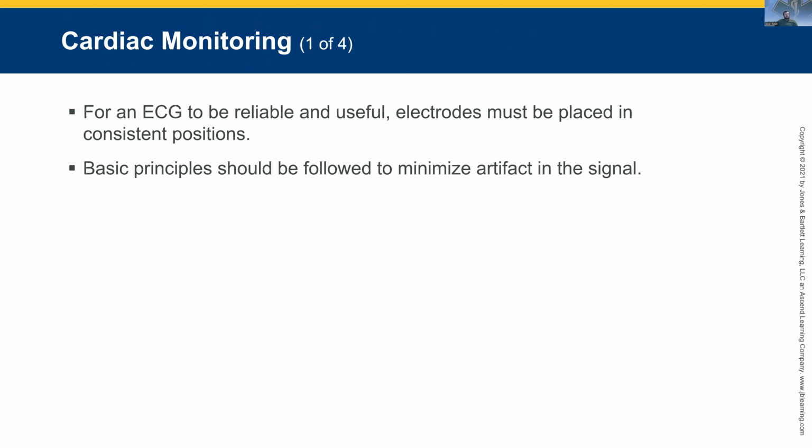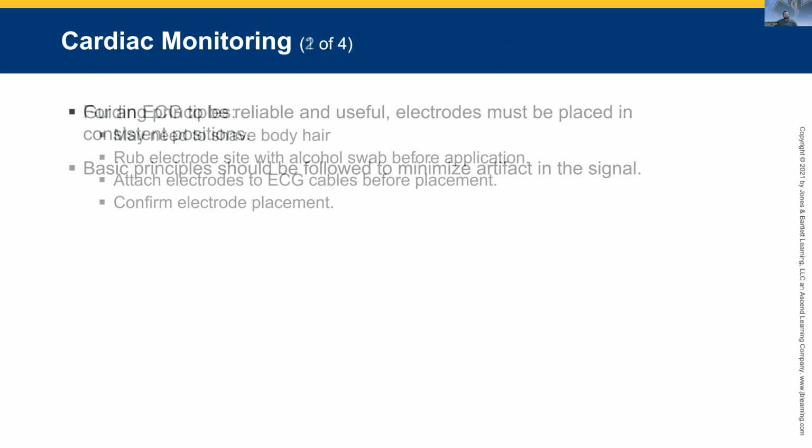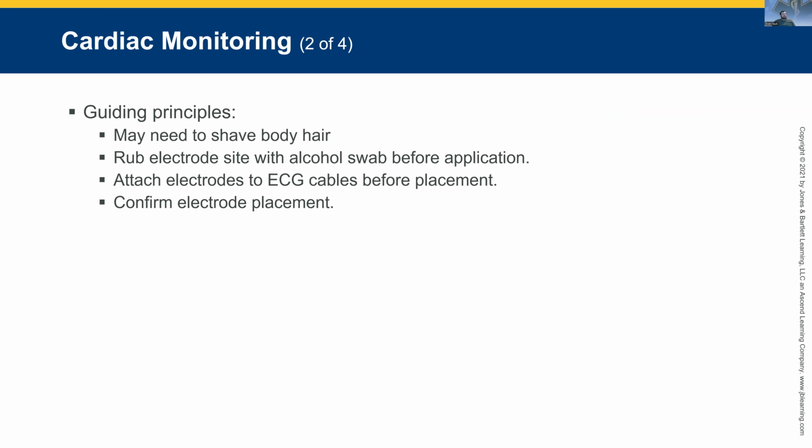For an ECG to be reliable and useful in cardiac monitoring, those electrodes must be placed in a consistent position. Basic principles should be followed to minimize artifact in the signal. You may need to shave body hair, rub the electrode site with an alcohol swab before application, attach electrodes to the ECG cable before placement, and then confirm the electrode placement.